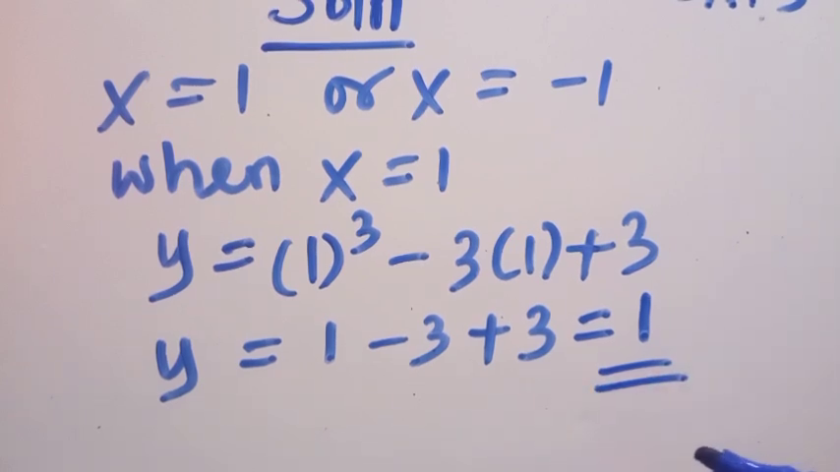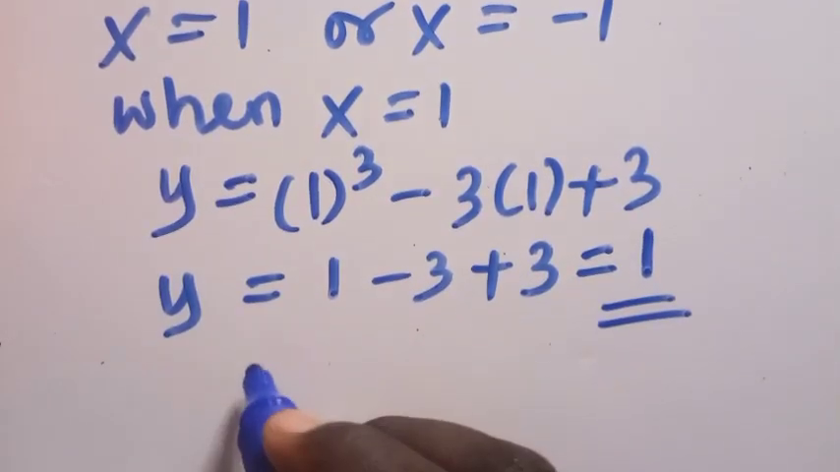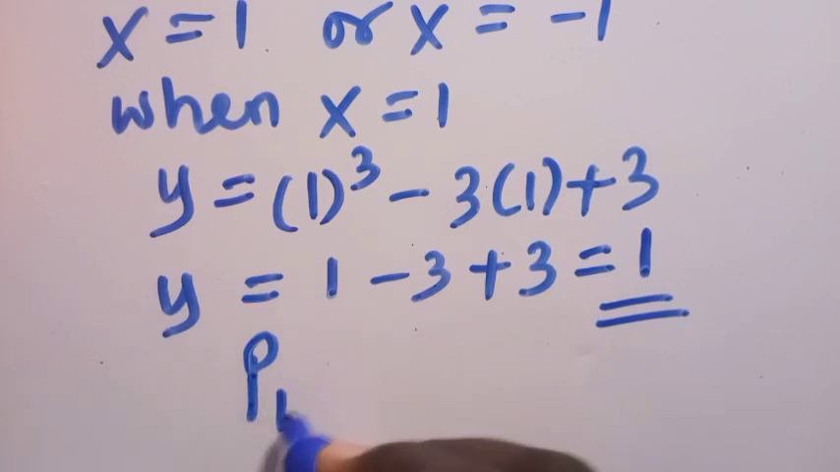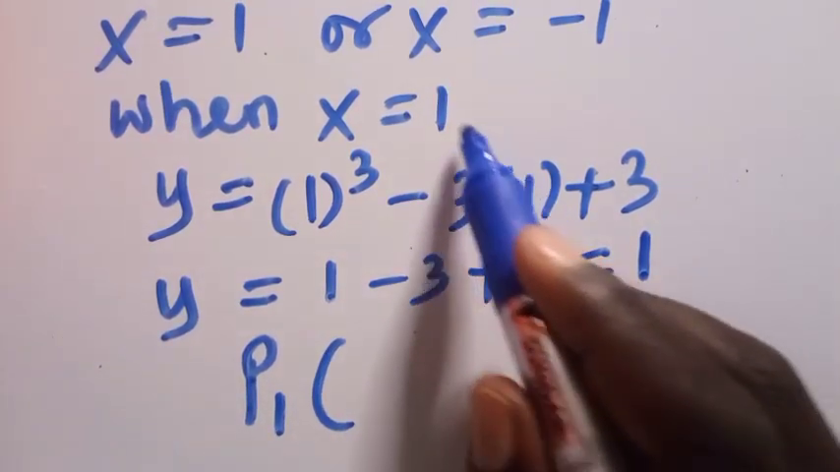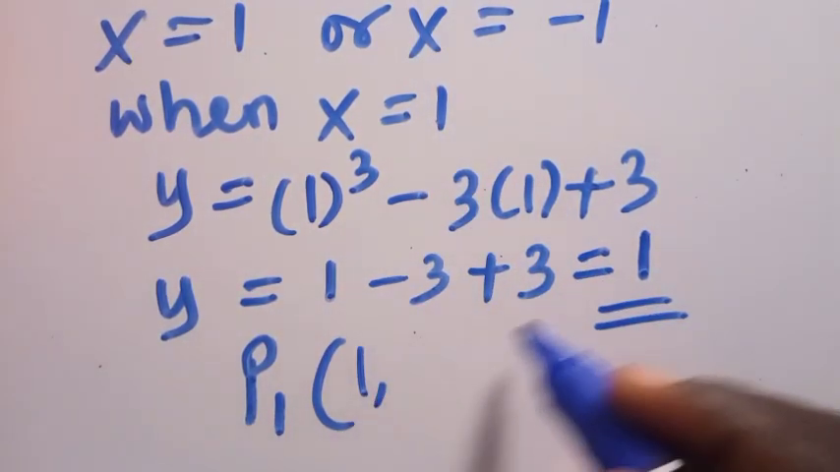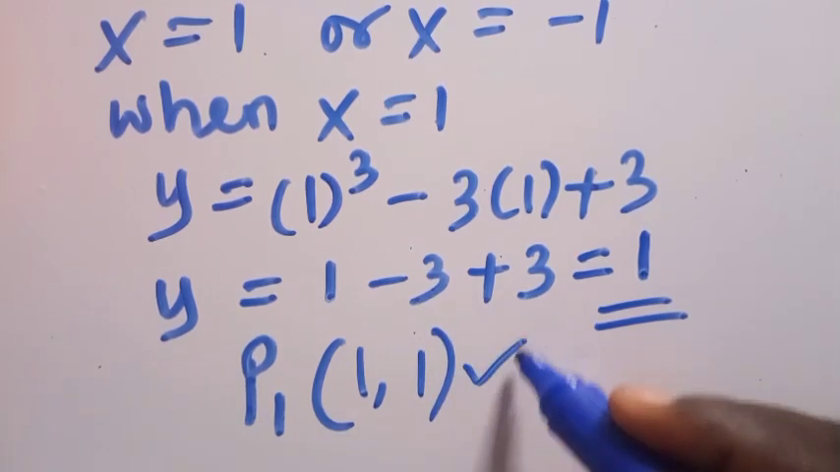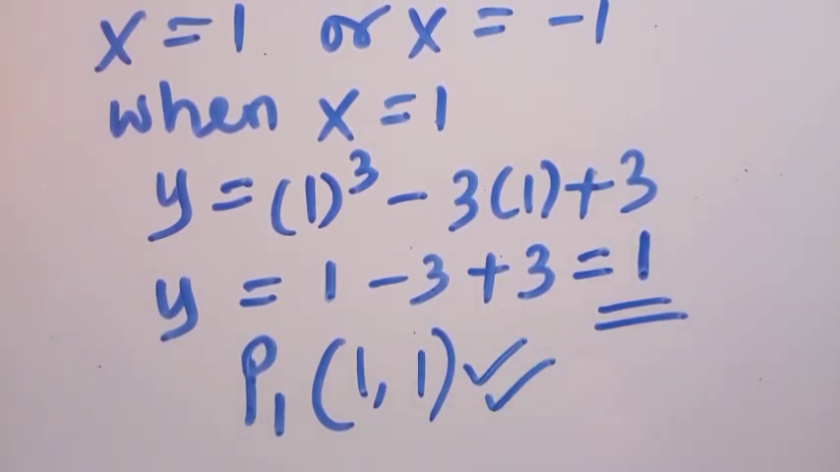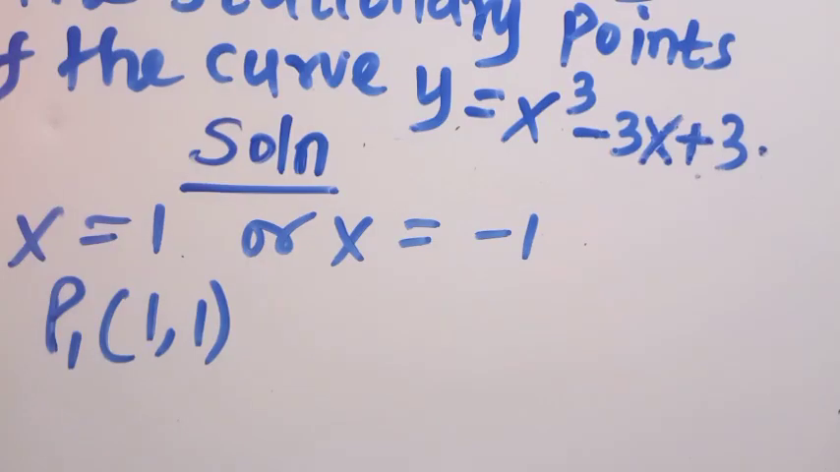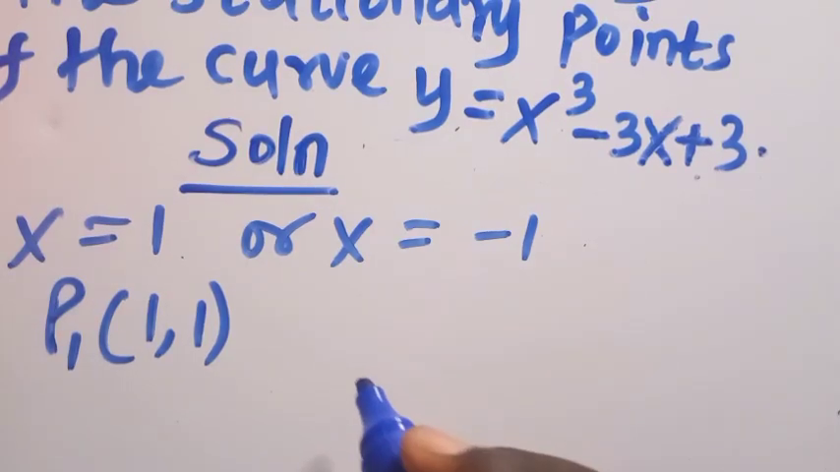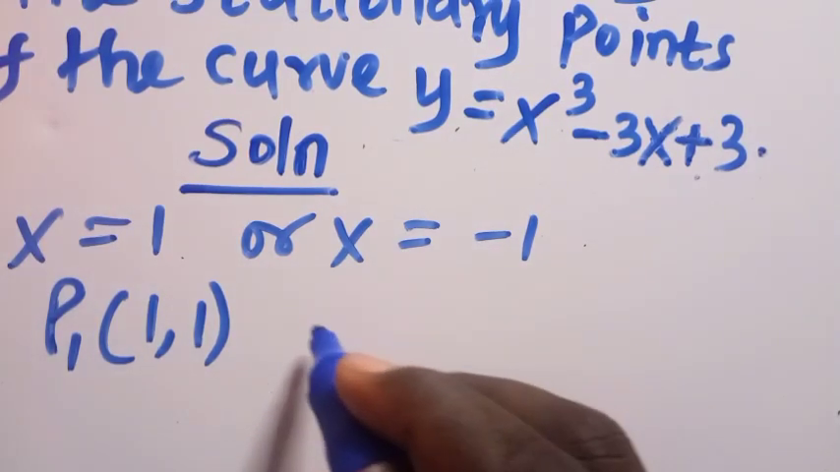Now, after obtaining the value of y, we shall have our first stationary point as x is 1 and y is 1. Therefore, the first stationary point is (1, 1). Let us proceed to look for the second stationary point.